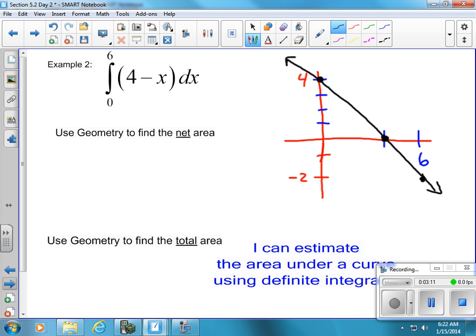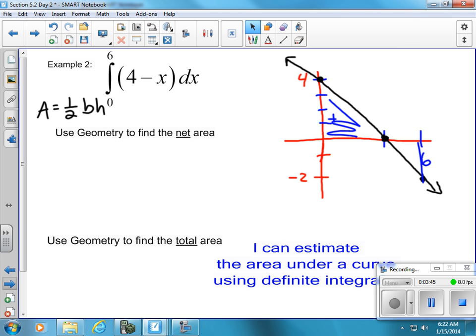All right, now we're going to use geometry to find the net area, and we're going to use geometry to find the total area. So, this little diagram gives us a couple of triangles. Area is 1/2 base times height. I wrote that backwards from the way I said it. So what we're going to do is calculate this area first. It will be positive. And then over here we have another little triangle, and that area will be negative. Okay, so we have negative area here, positive area there.